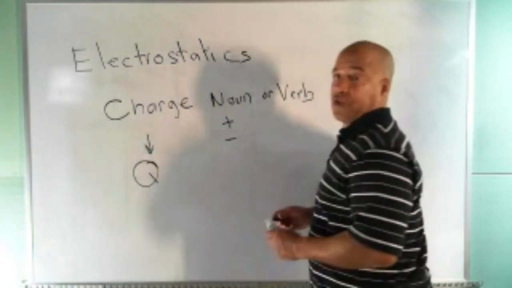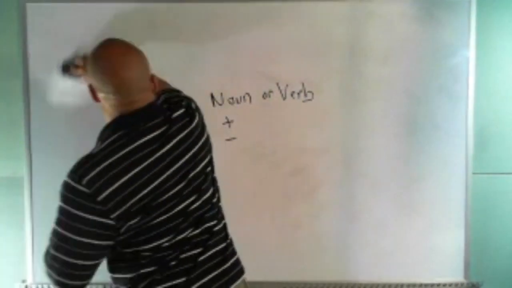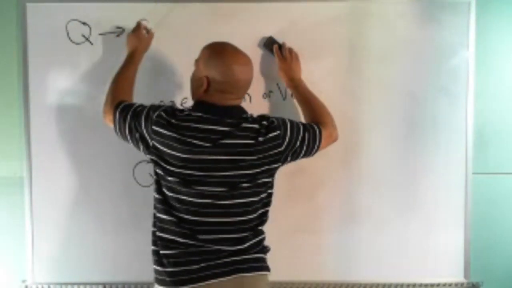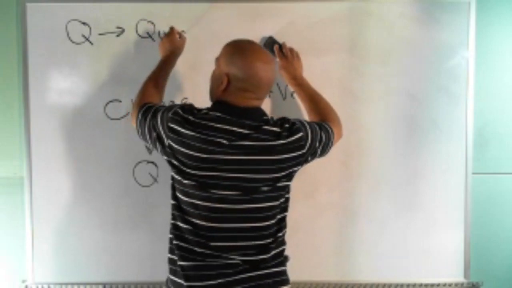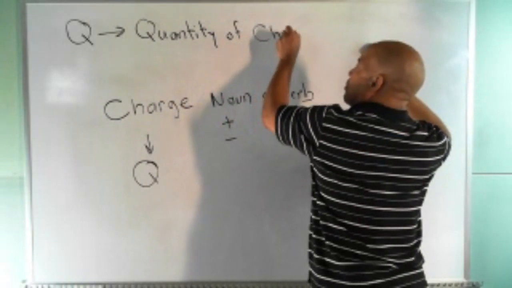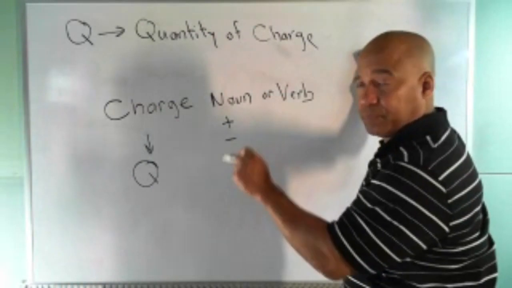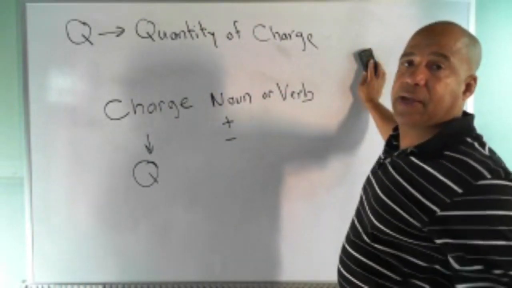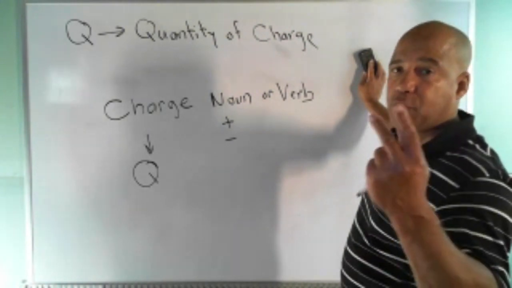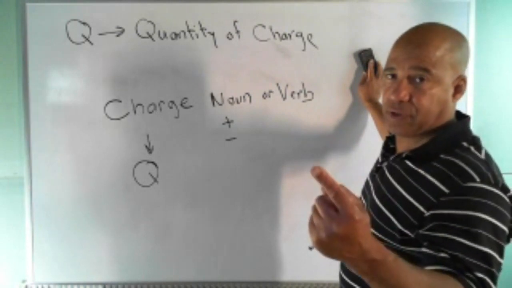So we use that for charge. And actually, to be a little bit more specific, Q stands for quantity of charge. So we're going to use Q to represent charge. Now remember, Q is a quantity. Anytime you have a quantity, you've got to represent it with two pieces of information: you've got to have a number or magnitude, and you've got to have a unit.